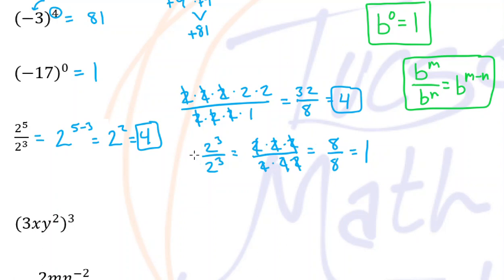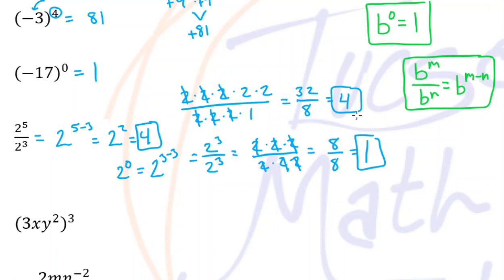Or we could have said 2 to the 3rd power over 2 to the 3rd power, applying the rule, is 2 to the power of 3 minus 3. But wait, 3 minus 3 is 0, so this is 2 to the 0 power. And we have a rule that says 2 to the 0 power is equal to 1. So there's the proof for our b to the 0 power equals 1.